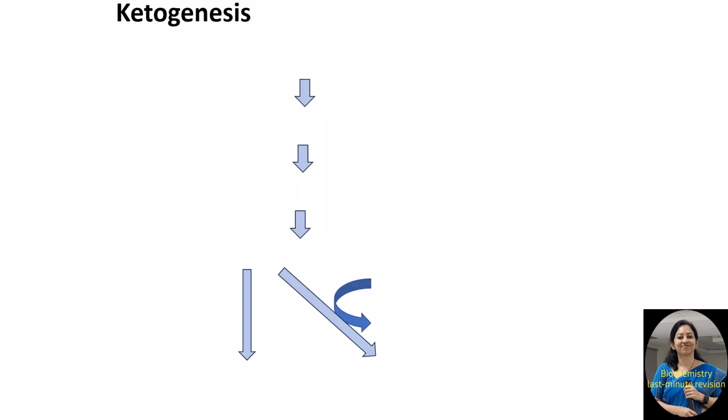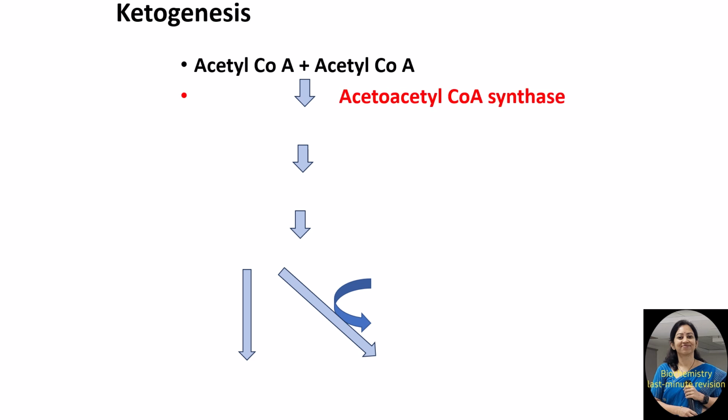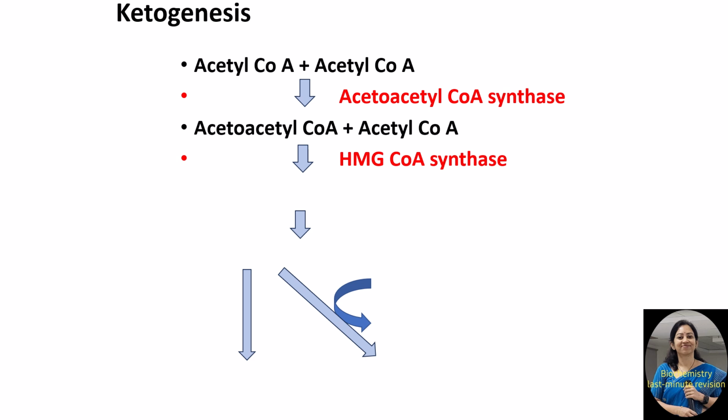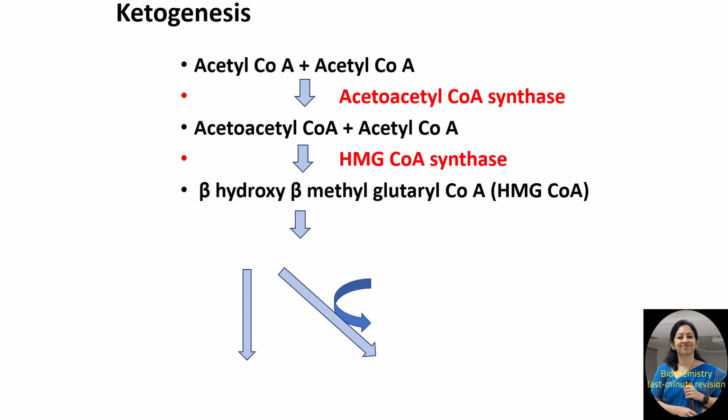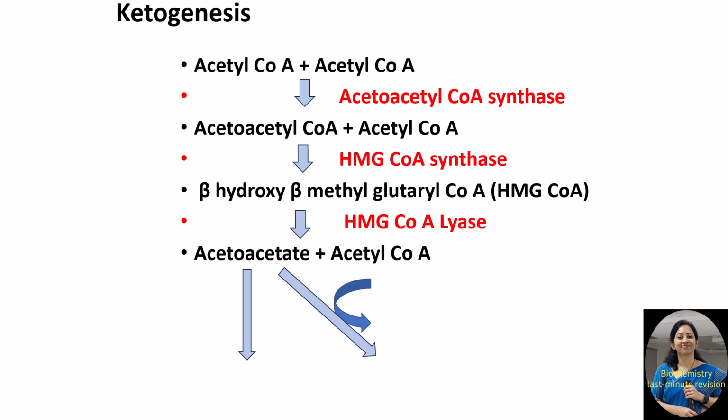Coming to the pathway of ketogenesis, this starts with condensation of two molecules of acetyl-CoA to form acetoacetyl-CoA with the help of the enzyme acetoacetyl-CoA synthase. In the next step, acetoacetyl-CoA further condenses with one more molecule of acetyl-CoA, catalyzed by the enzyme HMG-CoA synthase, to form beta-hydroxy beta-methyl glutaryl-CoA. This undergoes a lyase reaction with the help of HMG-CoA lyase to form acetoacetate.